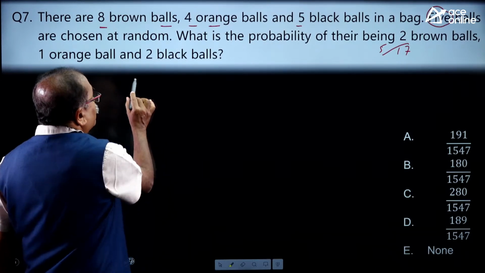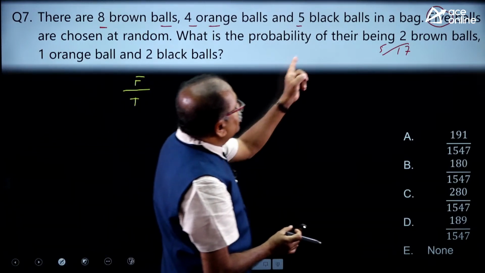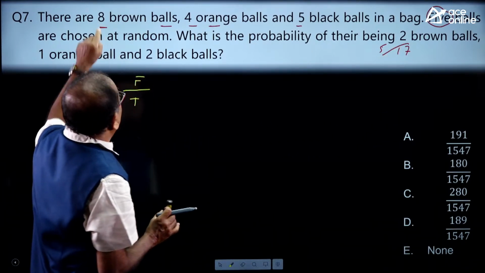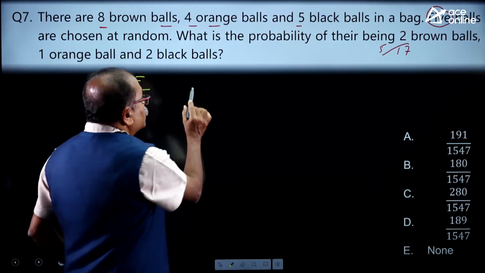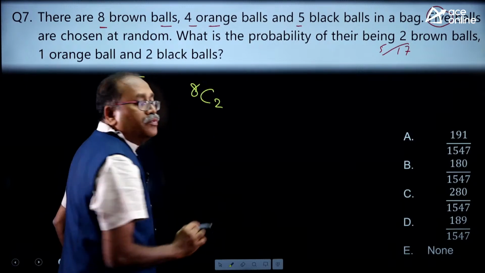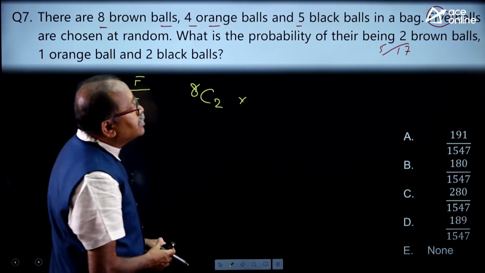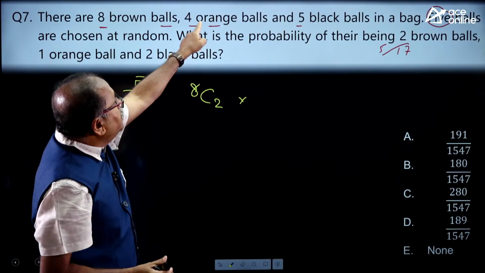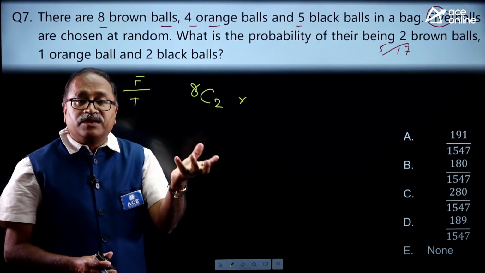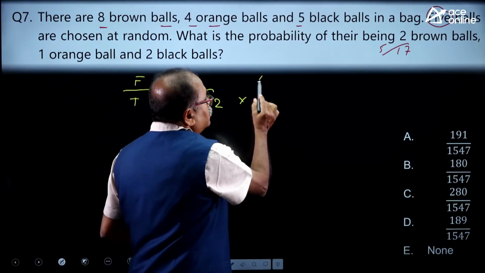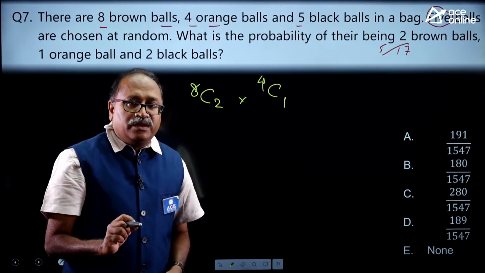What is my favorable outcome by total outcome? What is my favorable outcome? I need 2 brown. Out of how many brown? 8 brown. So how many ways you can select 2 out of 8? So that is 8C2. Okay, and so therefore multiplication. You need the 1 orange ball. How many orange balls are there? 4 orange balls are there. From 4, 1 has to be selected, 4 ways. Or you can write this as 4C1, and we know NC1 is always N.